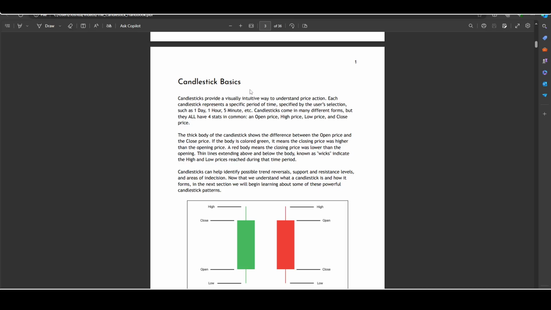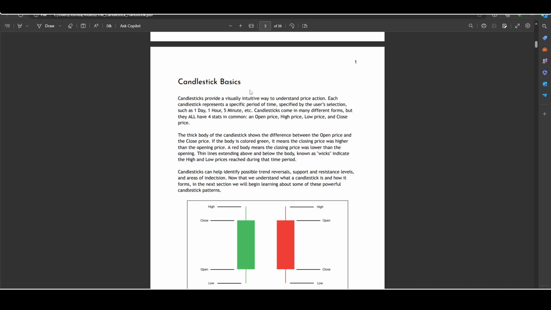Candlesticks provide a visually intuitive way to understand price action. Each candlestick represents a specific period of time specified by the user's selection, such as the 1-day, the hourly, the 5-minute, etc. Candlesticks come in many different forms, but they all have 4 stats in common: an open, a high, a low, and a closing price. You guys are very aware of this because we use these exact levels on all kinds of different things, not just for candlesticks, but also on the different days using the daily.